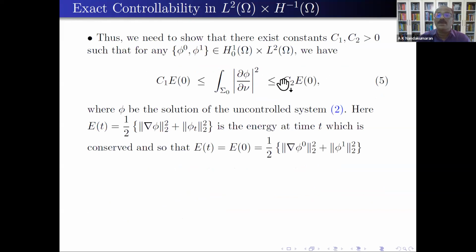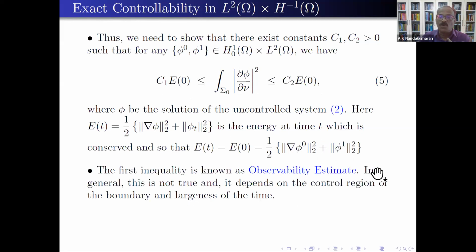So we need to show that there are constants. This is what I said is a hidden regularity. You are estimating this L2 norm in terms of this energy, the preserved energy, because for the linear wave system, energy is preserved. The second inequality is always true, but the first inequality is known as the control. So you see the whole control problem reduces to deriving this estimate. Finally, you take phi naught, phi 1, solve it, and derive this estimate.